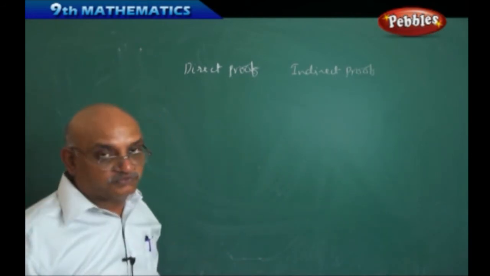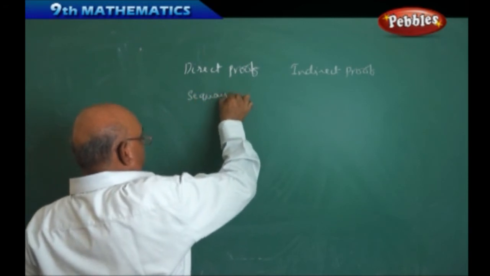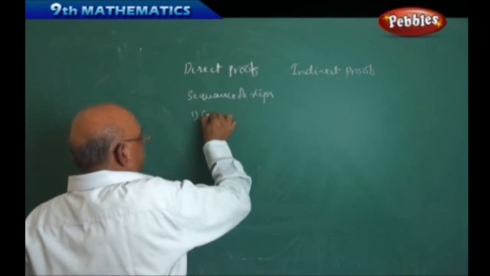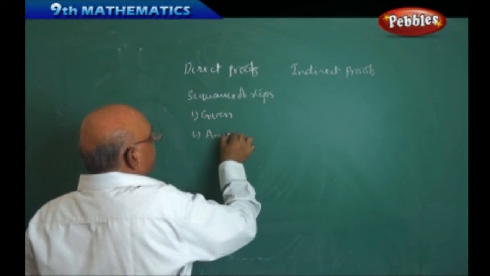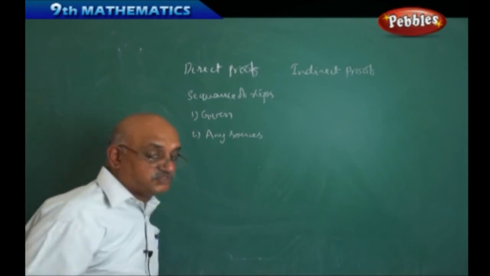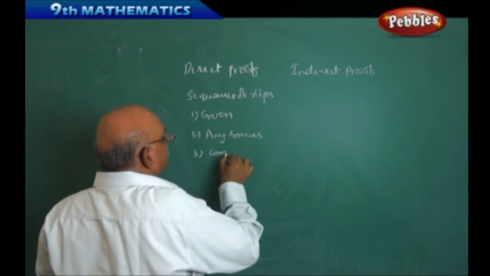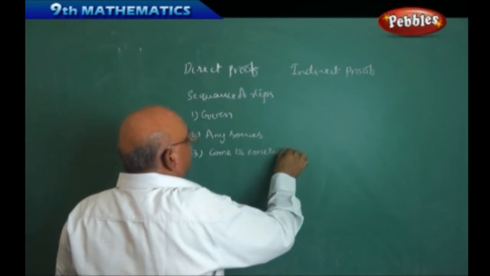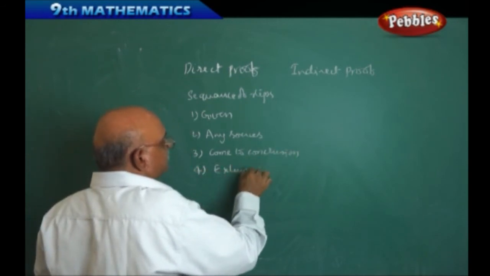In the direct proof, we follow a sequence of steps. What is given, any sources which we need to prove this, then how to come to the conclusion, and then any further extensions we can make from this.